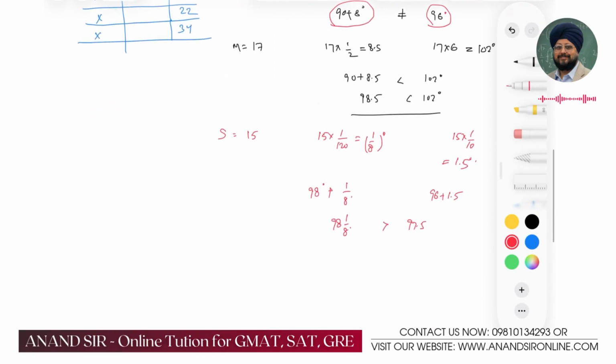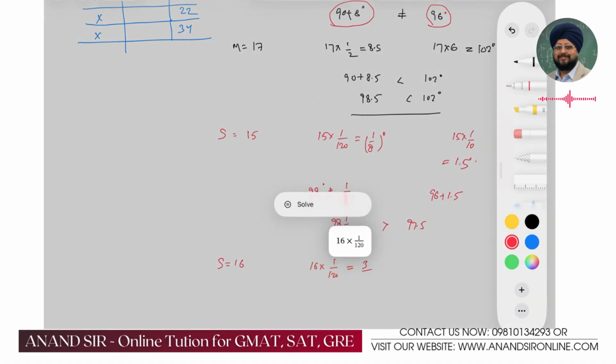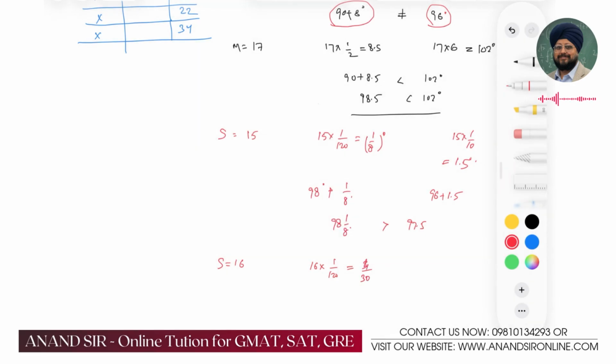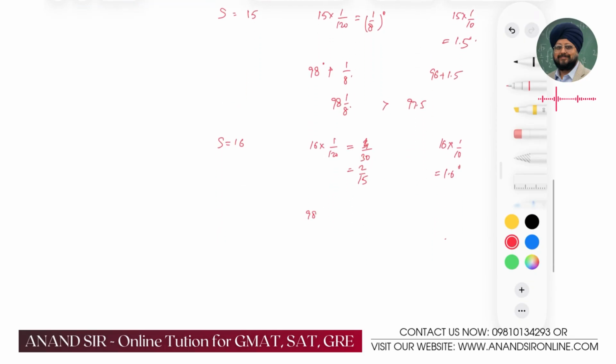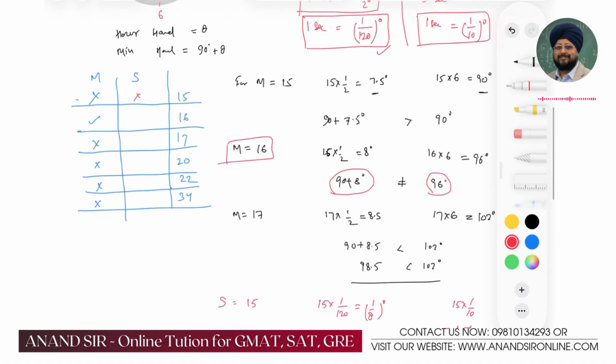Let us go to s equal to 16. This is 16 into 1 by 120. That gives you 4 times 3 and 4 times 4 and 4 times 30. Or you can say 2 by 15. And for the minute hand, it is 16 into 1 by 10, that is 1.6 degrees. Now add to 98, this becomes 98 2 by 15. This is 96 plus 1.6, 97.6. So again this is bigger. So s equal to 16 is also not serving the purpose.